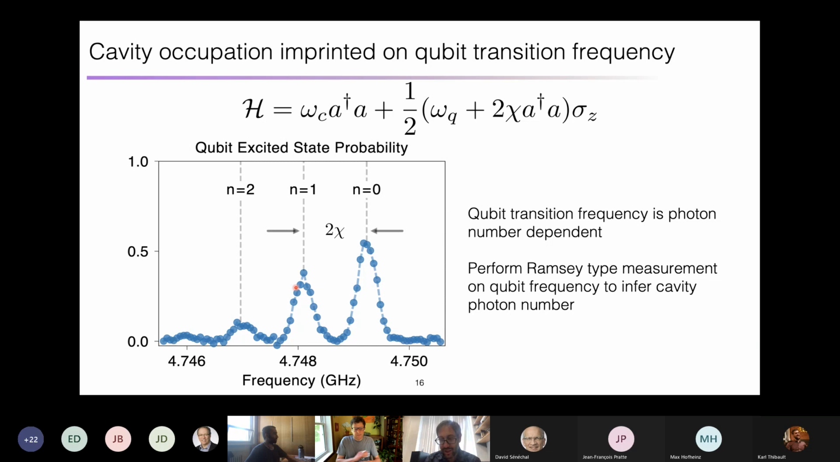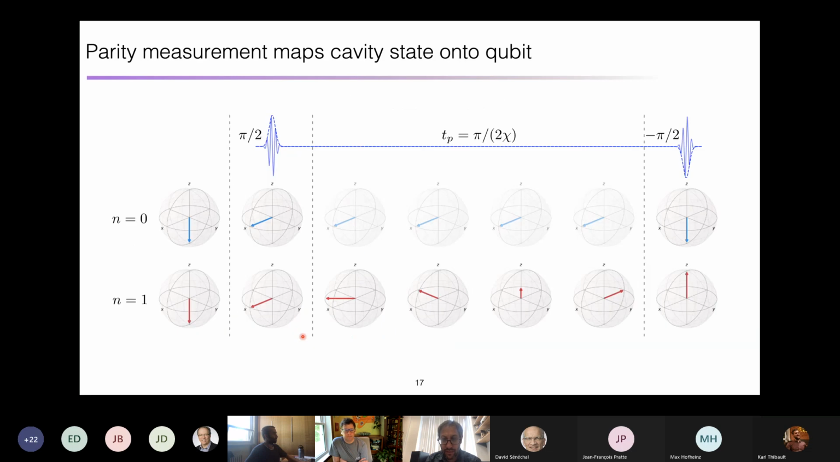In principle, one could just repeat this experiment, and you would see a very big peak with 0, and a much smaller peak with 1, and you could take the ratio and try to figure out how many photons are in the cavity that way. That doesn't work; it's hard to do that accurately, so we do a slightly different version of it.